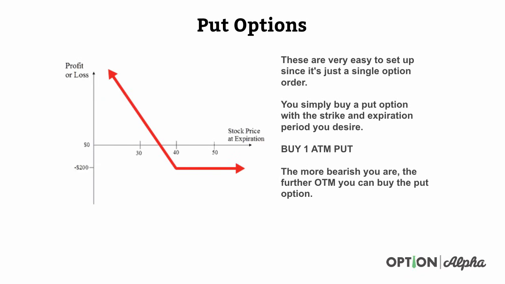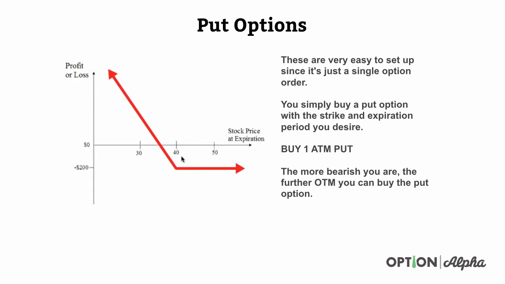Now, these are very easy to set up since, again, it's just a single order. You simply buy a put option with a strike price and expiration period that you desire. In our example, we're buying an at-the-money put option, meaning that the stock price could be right now at $40. We buy a 40 strike put. That's where the option payoff diagram pivots. If we wanted to buy an out-of-the-money put option, let's say that the stock is trading at $50 a share, we would then be buying an out-of-the-money put option at $40 if the stock is trading at $50. Our 40 strike is out of the money, meaning we need to move down to at least $40 for us to be in the money.